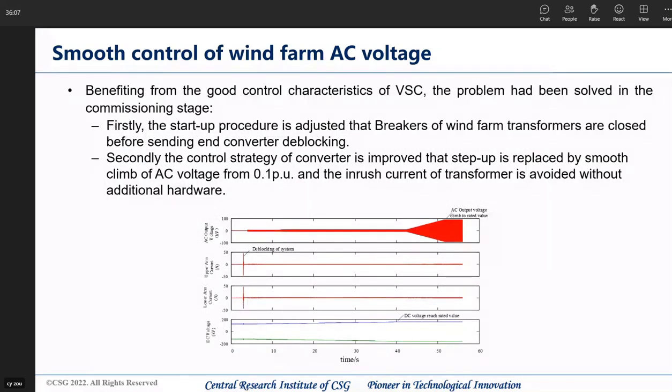Benefiting from the good control characteristic of VSC, the problem has been solved in the commissioning stage. First, the startup procedure is adjusted so that the breaker of the wind farm transformer is closed before sending end converter deblocking. Secondly, the control strategy of the converter is improved so that the step-up is replaced by smooth driving of the AC voltage from 0.1 pu to 1 pu. So the inrush current of the transformer is avoided without additional hardware.